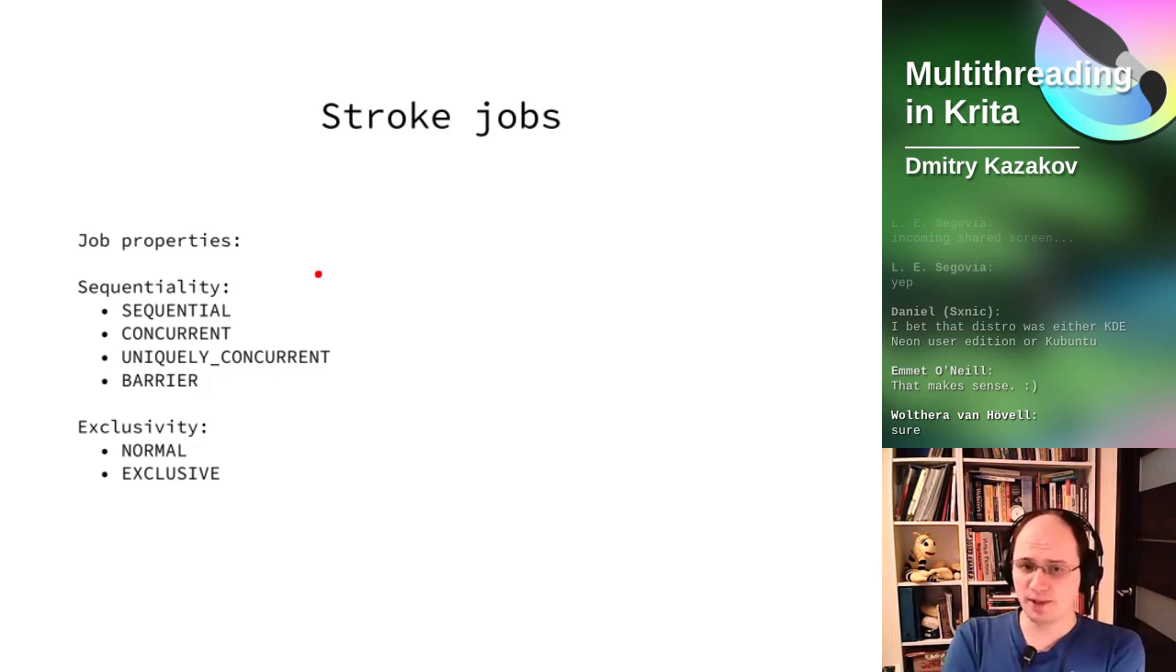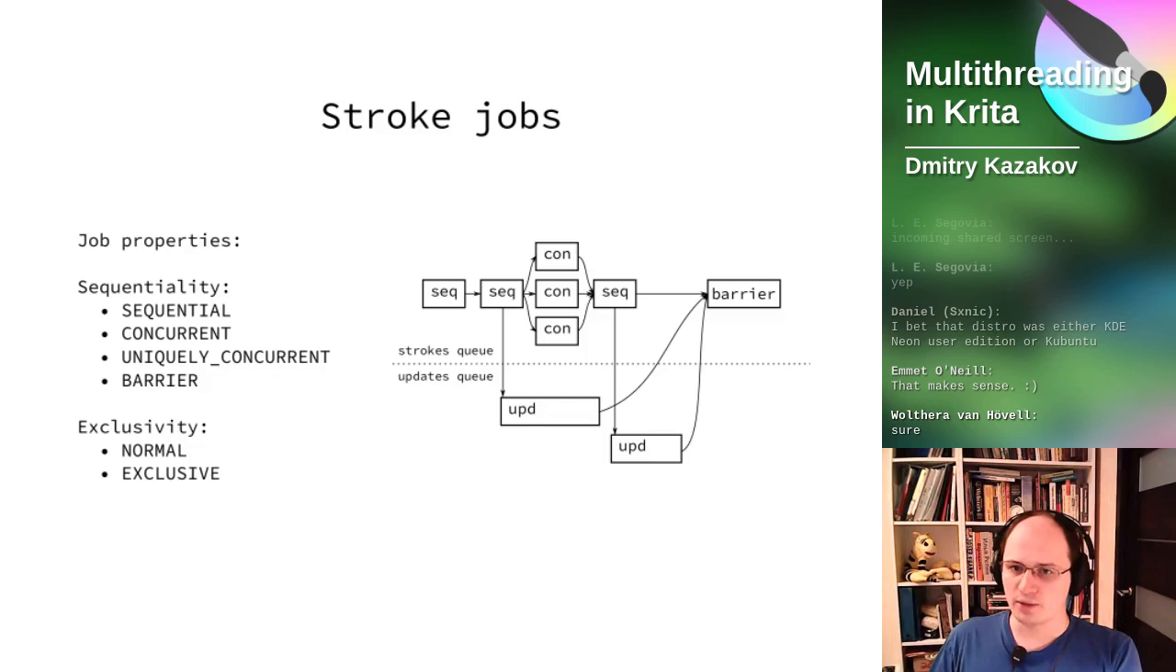The second property, which is more useful in normal life, is sequentiality, and we usually need only three types: sequential, concurrent, and barrier. I have an illustration here. So sequential jobs are executed sequentially. That is, the next job will not start until all previous jobs have completed their execution.